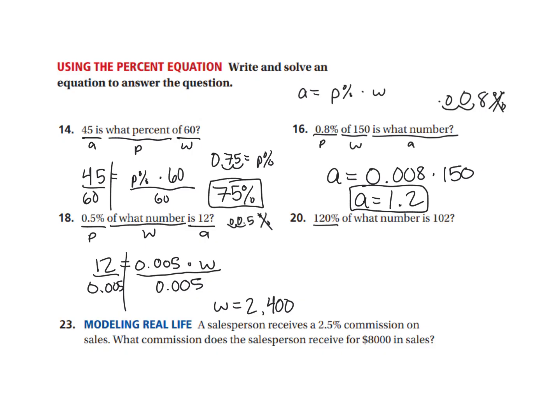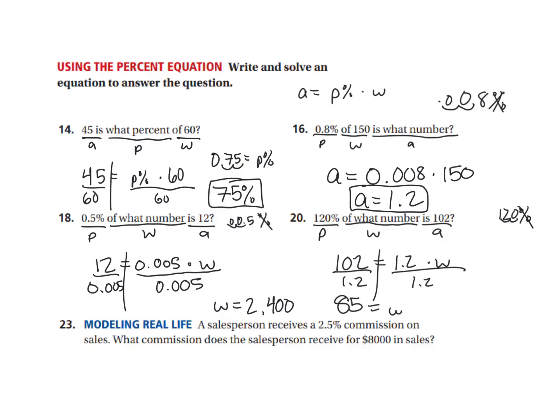Last one here, 120%, that's P. Of what number? That's W. Is 102, that's A. We'll put it back into our equation. A equals P percent, right? So I got to change that to a decimal. 1.2 times W. Get W by itself, we divide by 1.2. And we get W equals 102 divided by 1.2. We get an answer of 85.